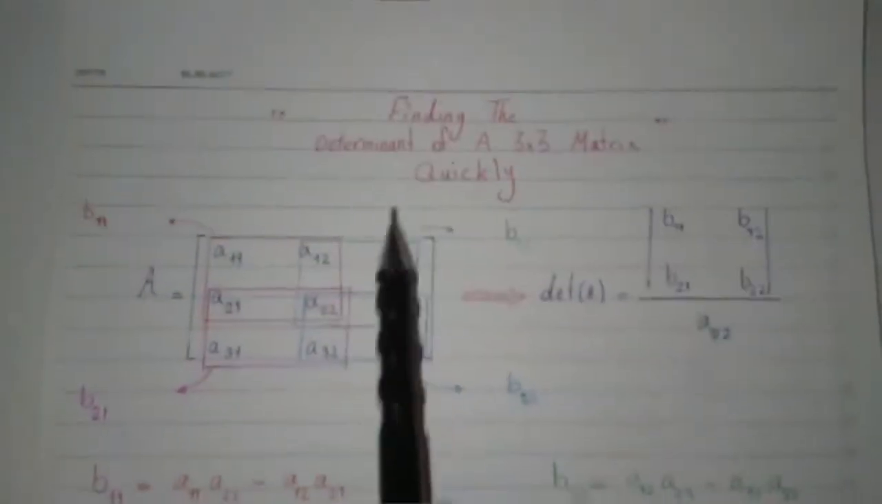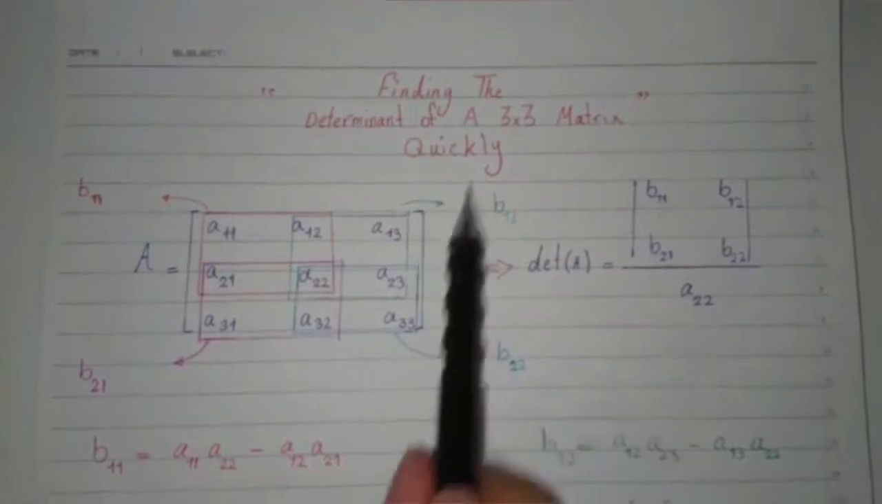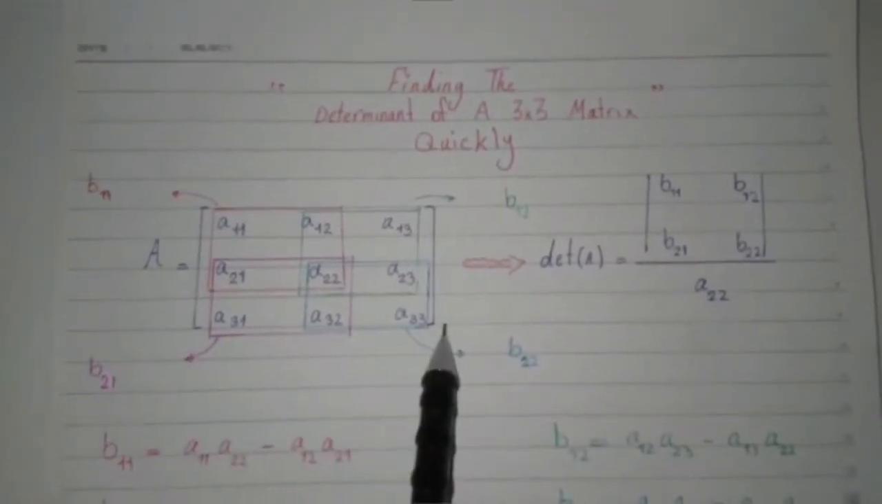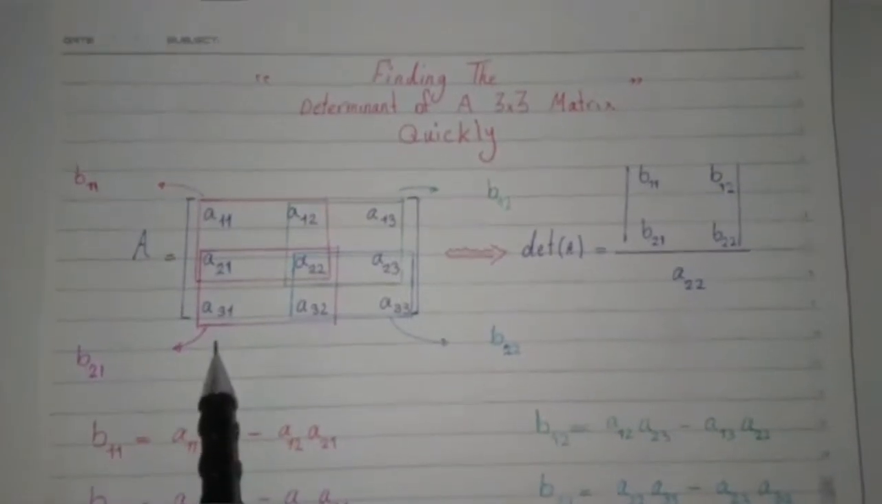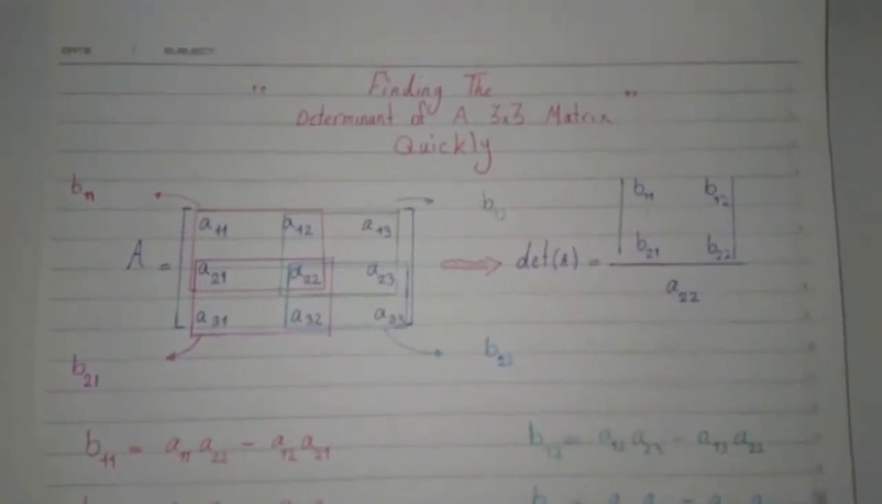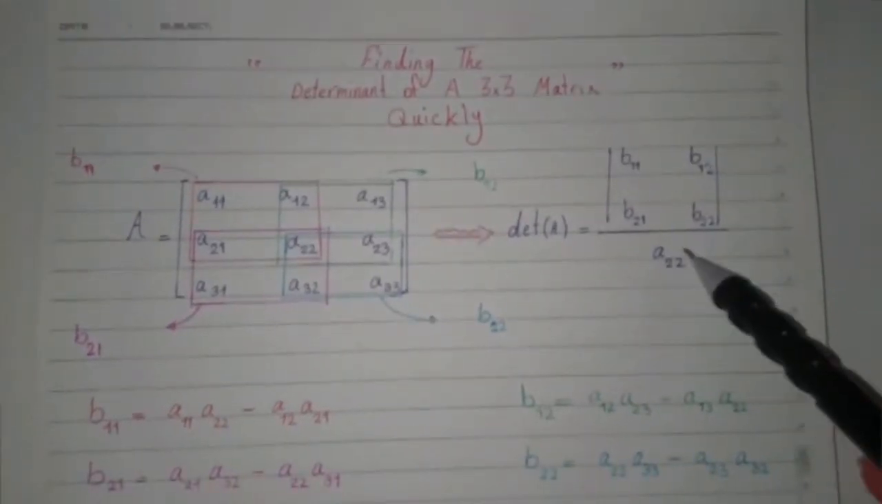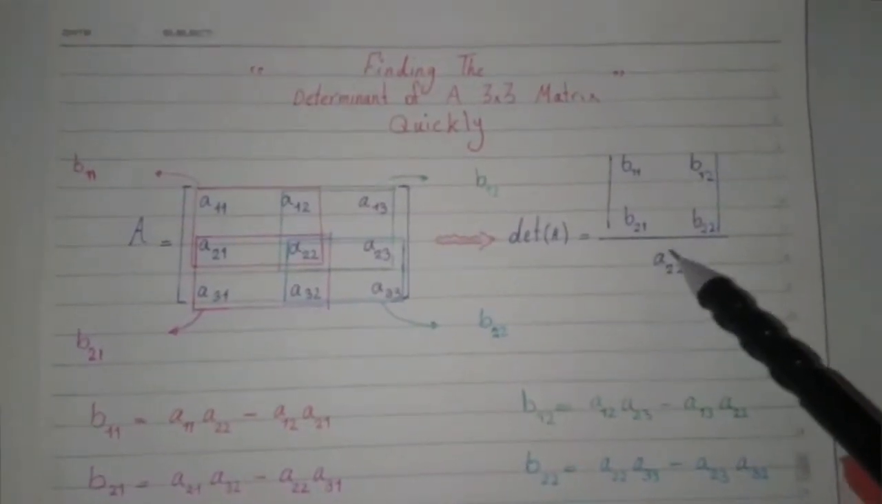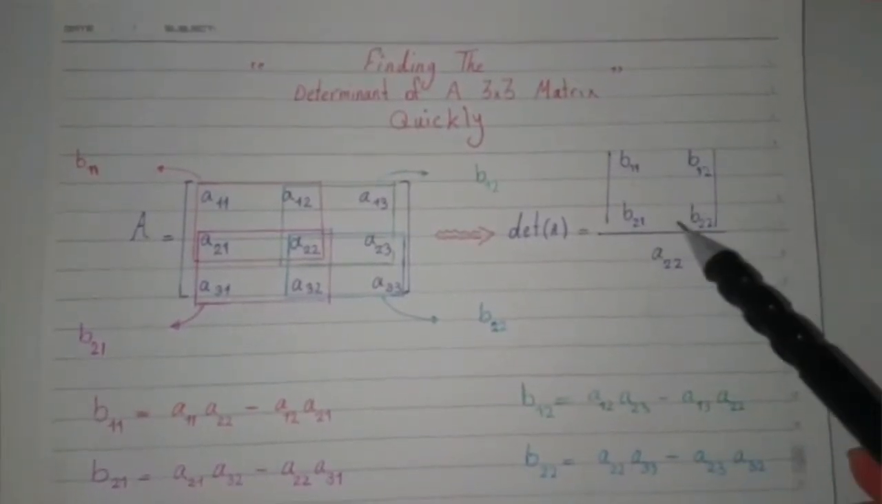Hello everyone, today I'm going to show you how to find the determinant of a 3x3 matrix quickly. Here's our matrix A, and we need to find the determinant of the matrix A. In this method, we are going to use a formula which is equal to a fraction, and our denominator is entry A sub 2, and our numerator is like this.